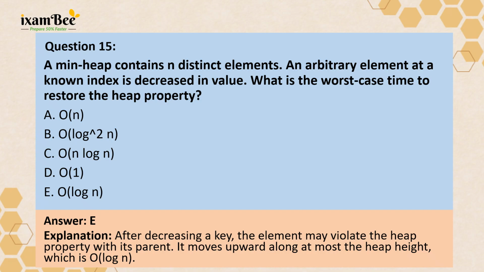In the worst case, that element has to travel all the way from the leaf to the root, and the height of the heap with n elements is of the order log of n. So restoring the heap property after a decreased key operation takes worst case of the order log of n time, and that's the answer, which is option E.